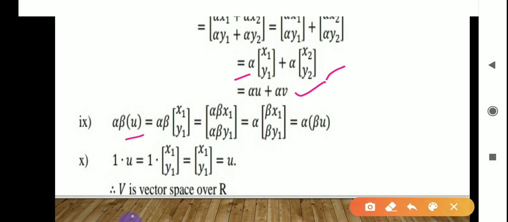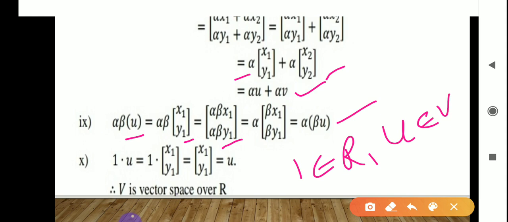Okay, then we have to check associative property of this, that is alpha and beta are the elements of R, then alpha into (beta u) is equal to alpha (beta [x1 y1]), can be written as, if you multiply first beta inside matrix, then [beta x1, beta y1] is there, and again multiply alpha, so [alpha beta x1, alpha beta y1], and from this we can take again alpha outside, that is alpha [beta x1, beta y1]. Okay, is equal to alpha into (beta u), and last one is 1 belongs to R, u belongs to V.